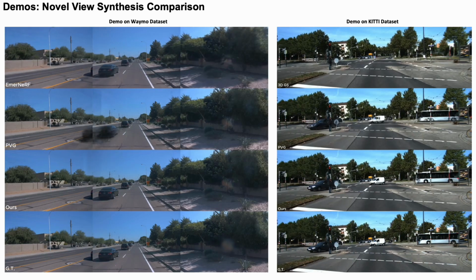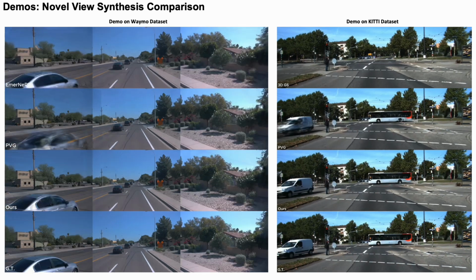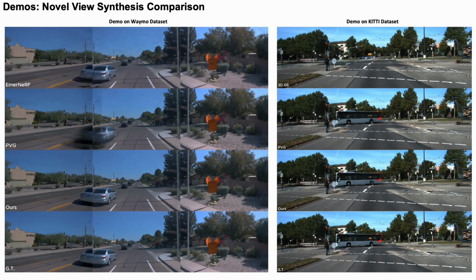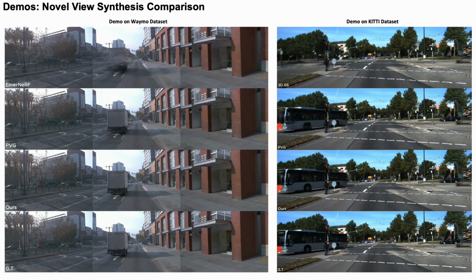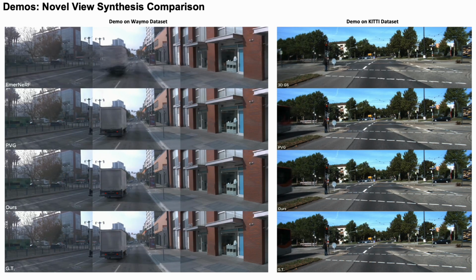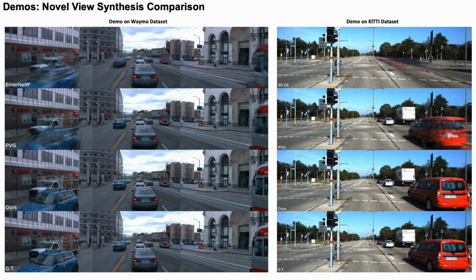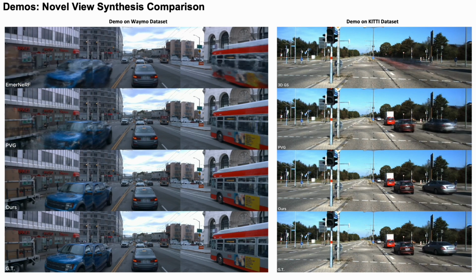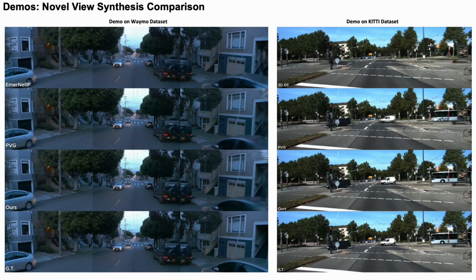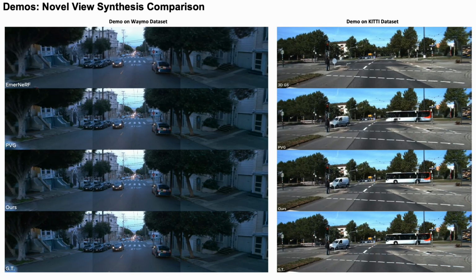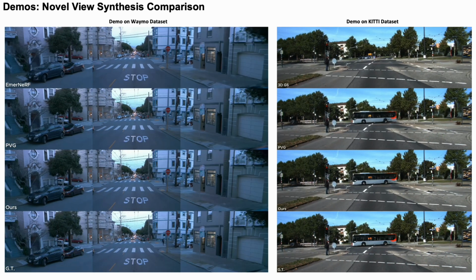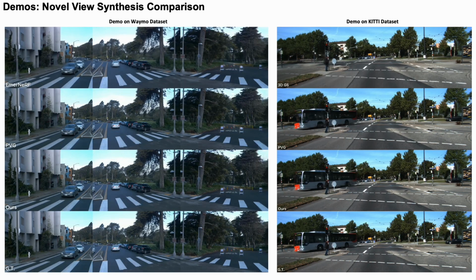We present novel view synthesis demos on both the Waymo and Kitty datasets. Our method produces high-fidelity renderings that preserve fine details, especially in dynamic regions where existing methods often struggle with stability and consistency. SplatFlow accurately reconstructs these challenging areas, resulting in more realistic and coherent novel views.